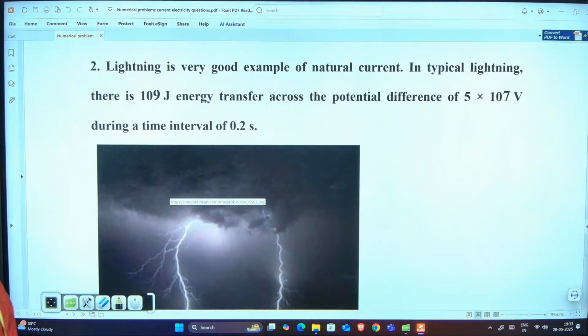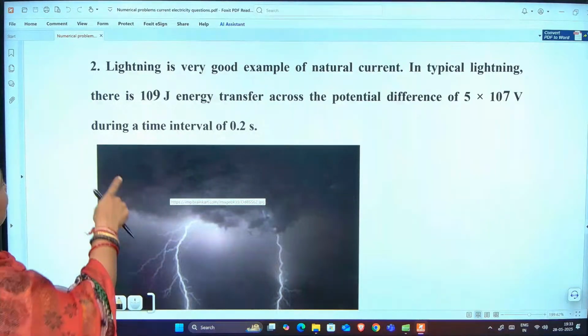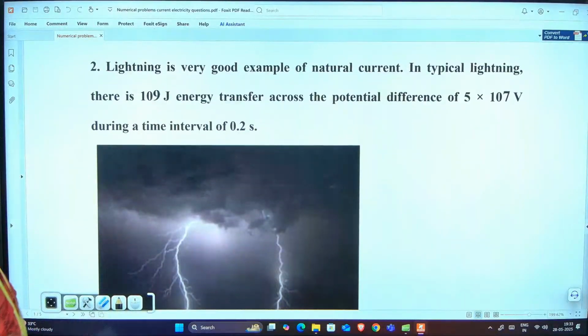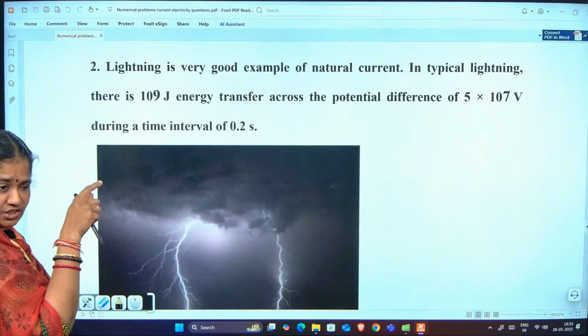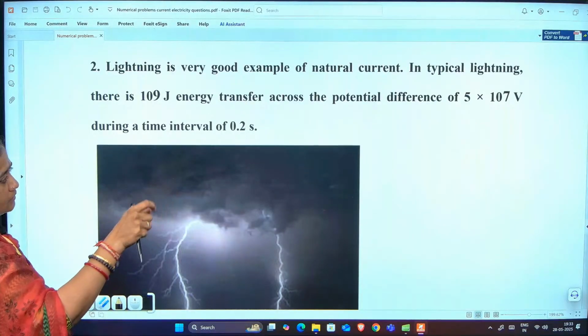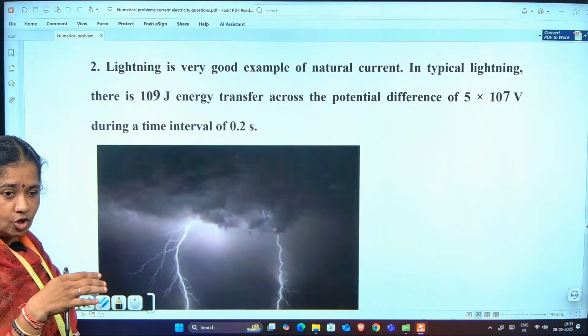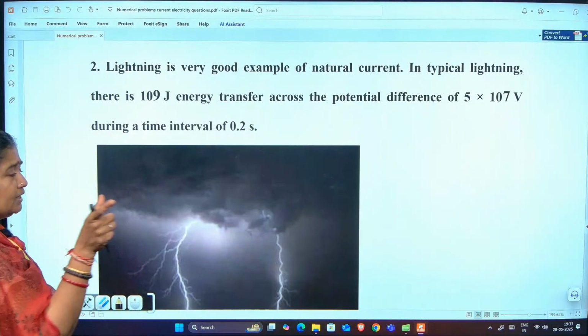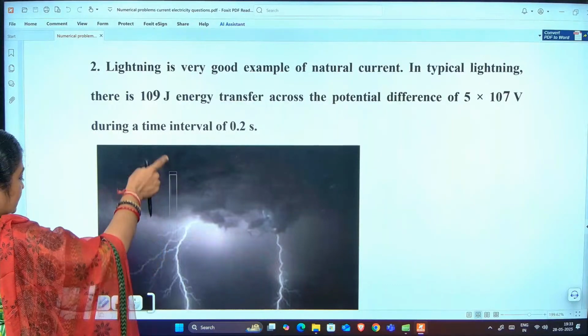Now lightning is a very good example of natural current. There is an energy of 10 power 9 joules transferred across a potential difference of 5 into 10 power 7 volts during a time interval of 0.2 seconds. Note down, energy is given as 10 power 9 joules, and this energy is transferred across a potential difference of 5 into 10 power 7 volts during a small interval of 0.2 seconds.